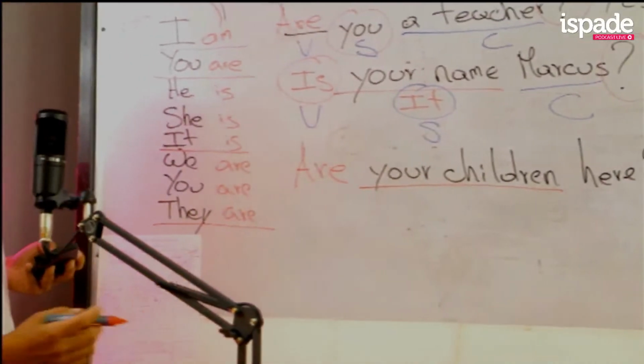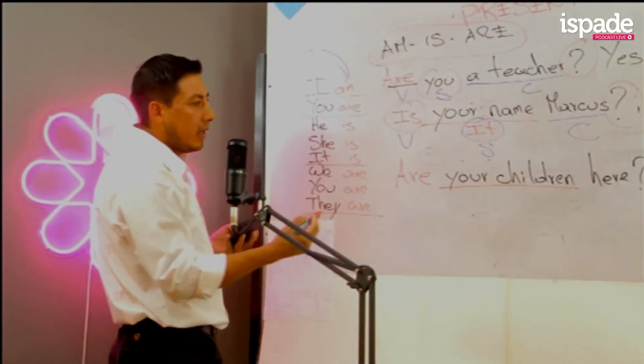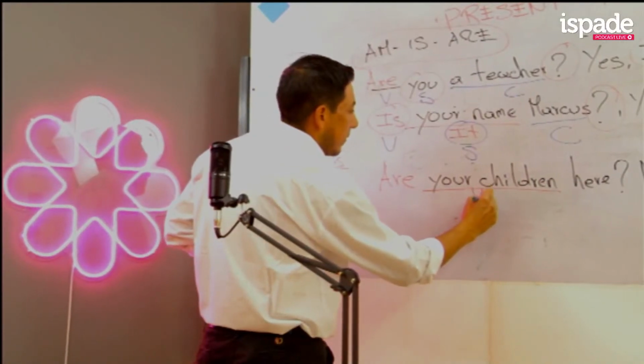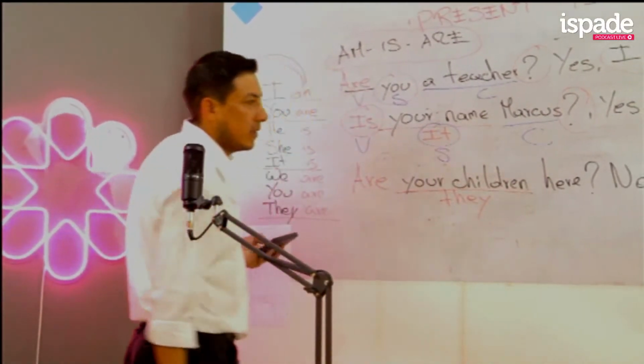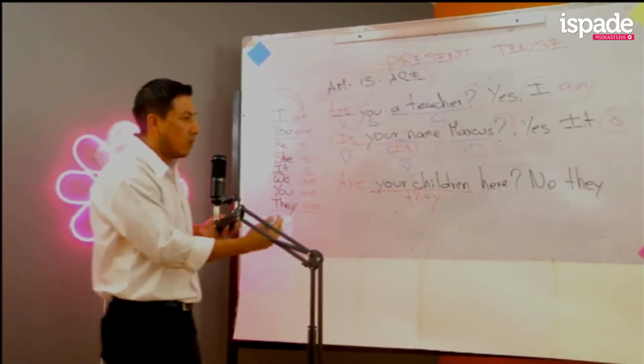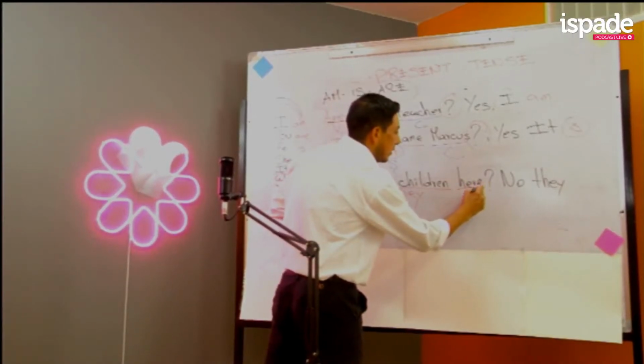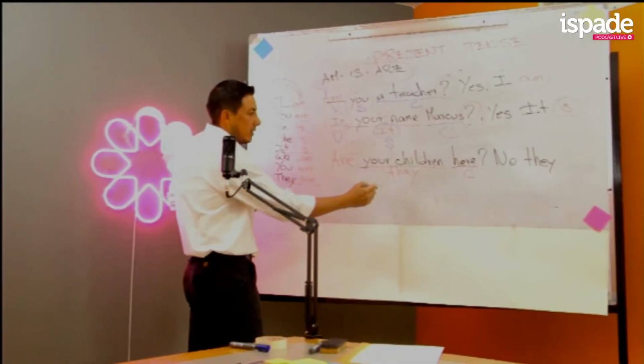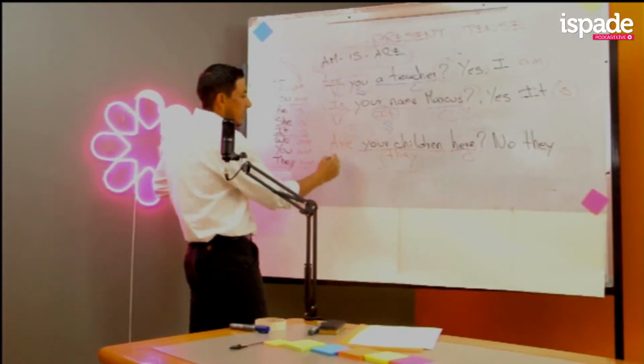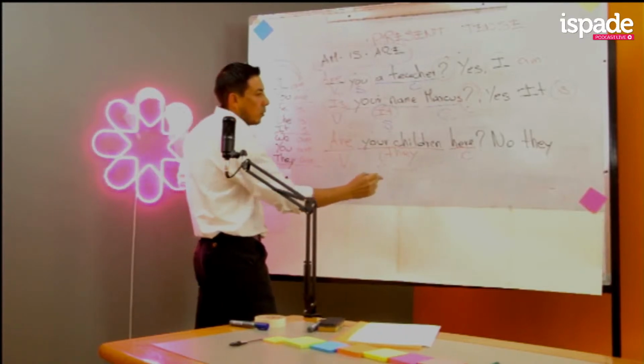So we can replace it. Are they or are your children? So you see, it makes sense. And the complement is here. So we got the subject, we got the verb, and we got the complement.